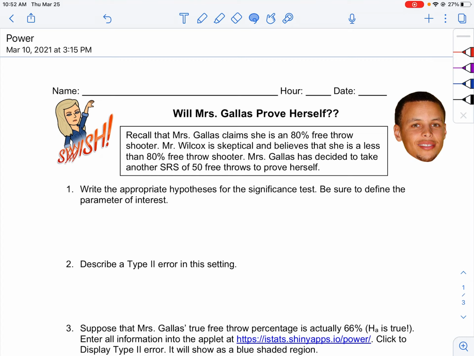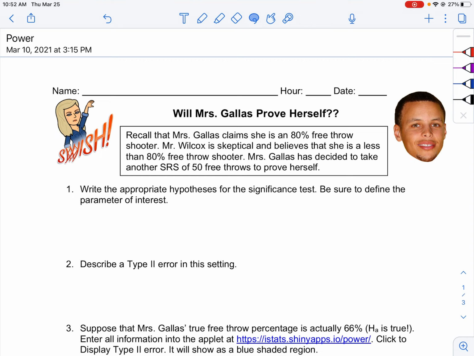Today's lesson is learning about power. We are going to interpret the power of a significance test and describe what factors affect the power of a test. What is a power of a test? That seems to be a new word for us, right?